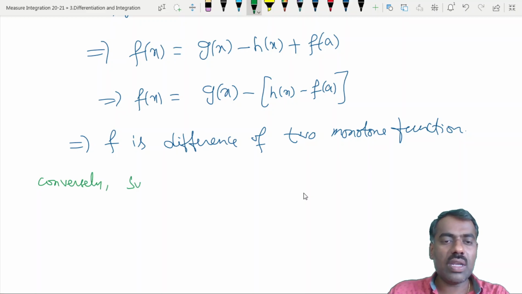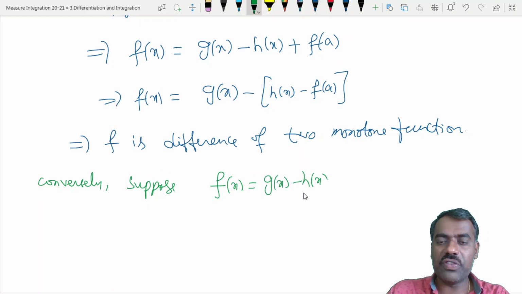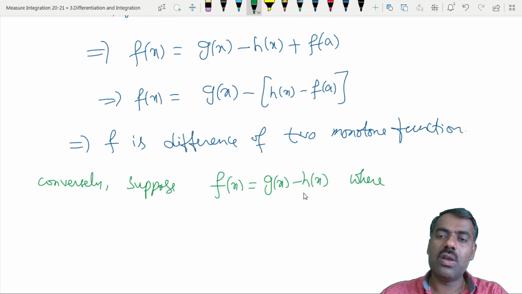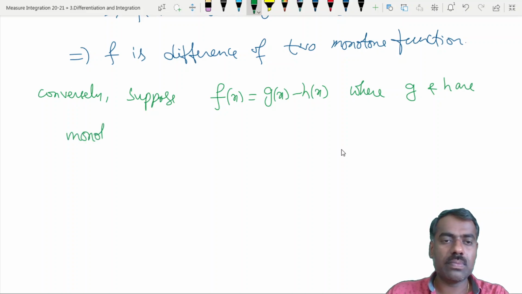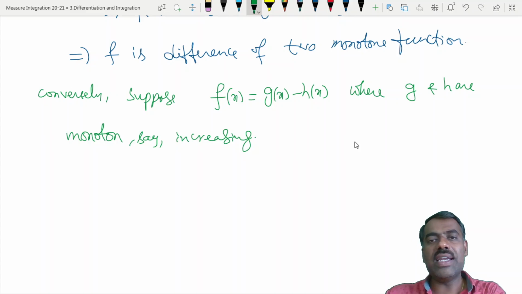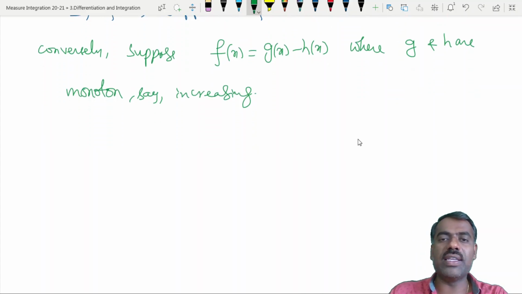Now conversely, assume that our f of x is equal to some g of x minus h of x, where g and h are monotone. Say they are increasing. The same thing is true even if they are decreasing also. Say increasing. Then we want to show that f is of bounded variation, right?